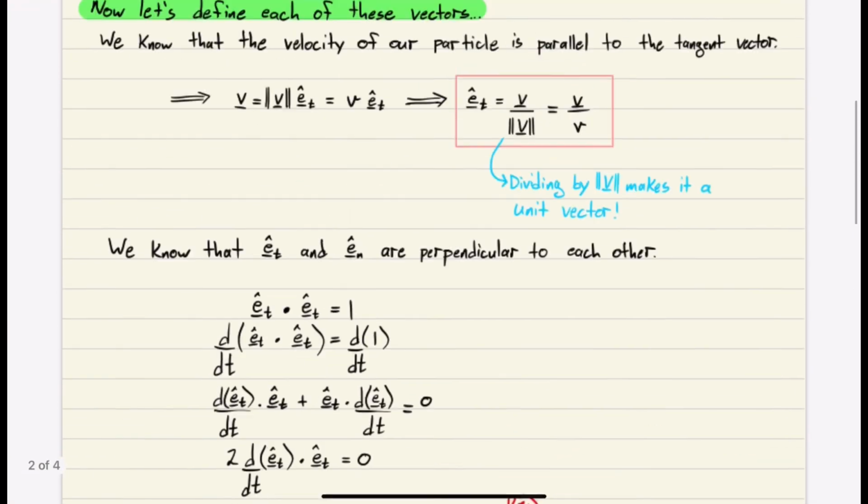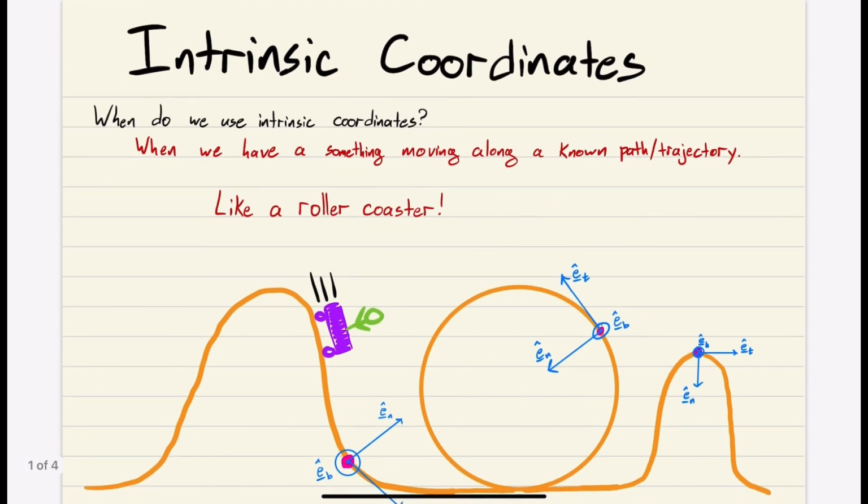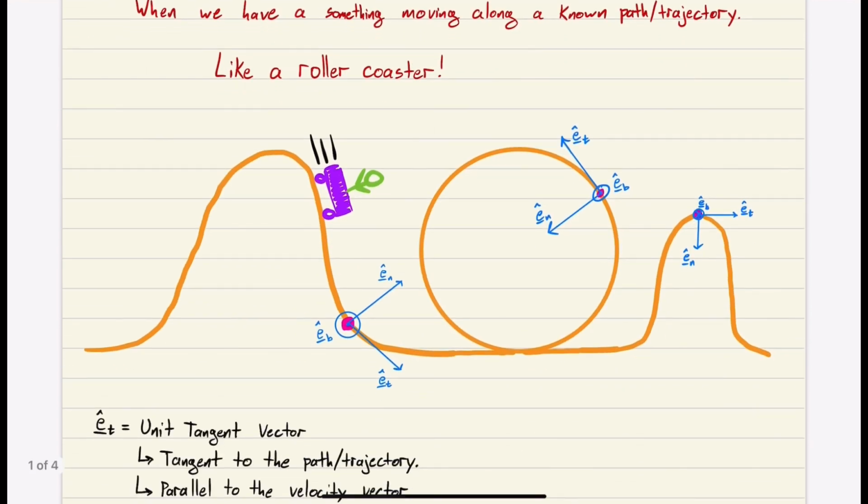So that's it. That's our intrinsic coordinates. We'll do some examples in the next few videos, and I have some cool Python animations I made to kind of demonstrate and show an intrinsic basis moving along a trajectory to kind of visualize it.